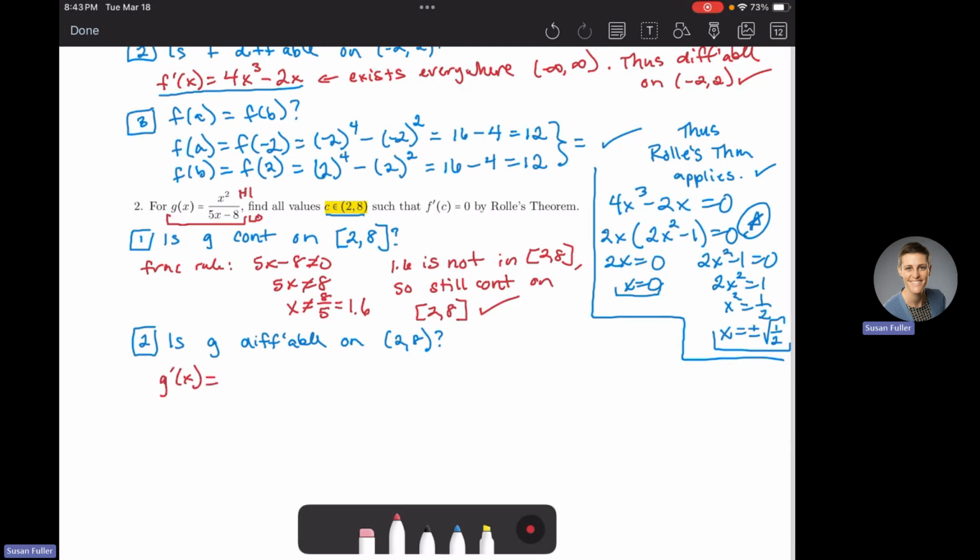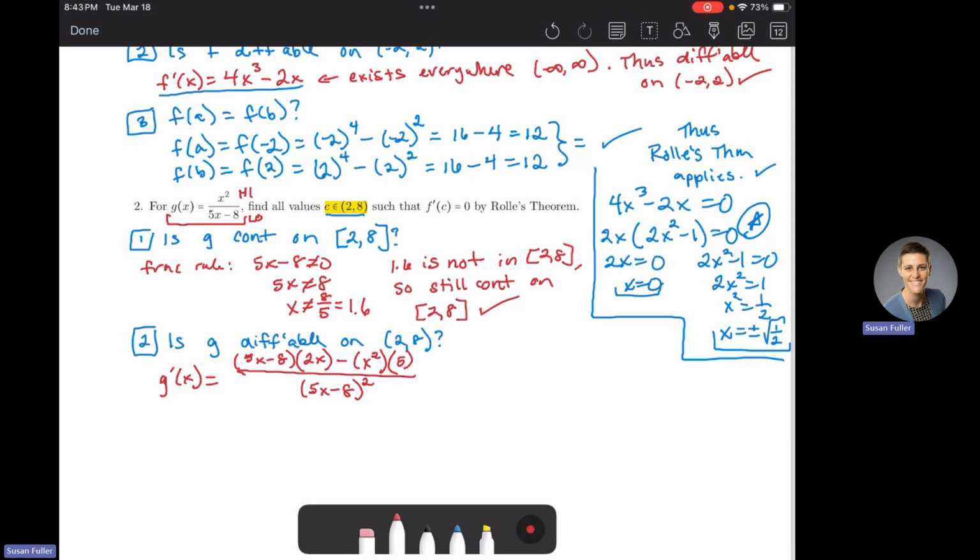Quotient rule for me is low, which is the bottom as is, 5x minus 8, times d high, the derivative of the top. The derivative of x squared is 2x, minus high, the top as is, which is x squared, times d low, the derivative of the bottom. The derivative of 5x minus 8 is 5, all over low, the bottom squared. 5x minus 8 squared.